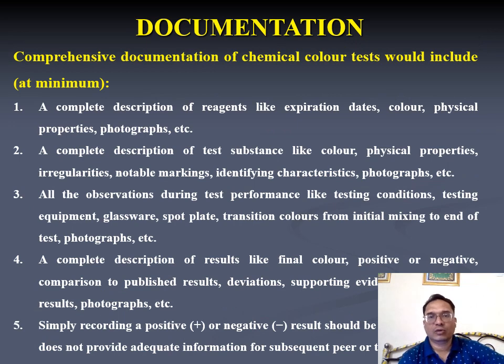A comprehensive documentation of a chemical color test should include a complete description of the reagents and the test substance, like its color, physical properties, irregularities, identifying characteristics, and the photographs, etc. All the observations which are noted down during the test performance should be included in the documentation along with the photographs so as to prove the presence of a particular compound.